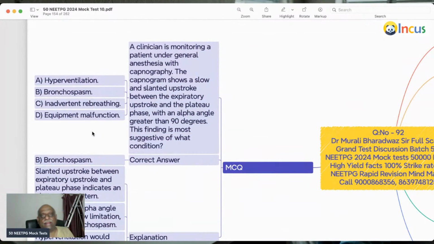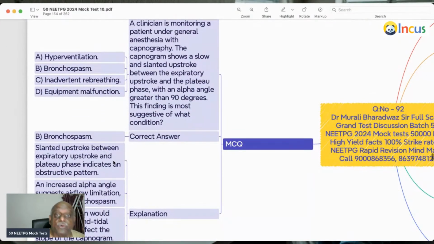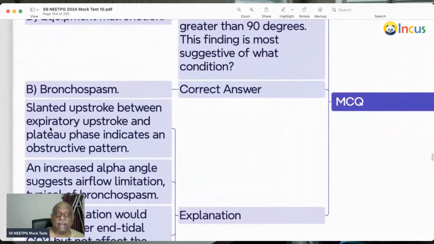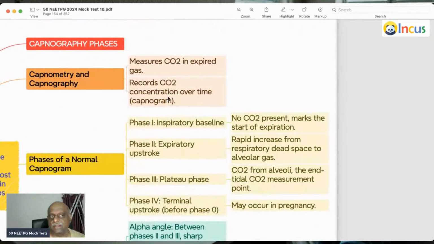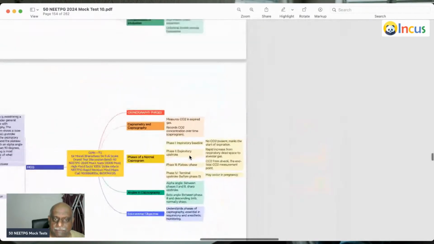A clinician is monitoring under general anesthesia, doing capnography. So a slanted upstroke between the expiratory upstroke and plateau phase indicates an obstructive pattern. An increased alpha angle suggests airflow obstruction, which is typical of bronchospasm. So, doctor, please review this important mind map I have given to you.